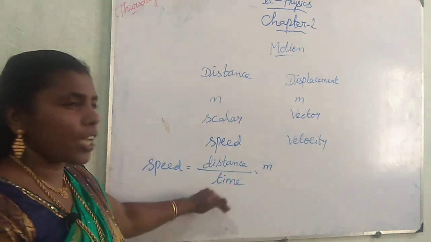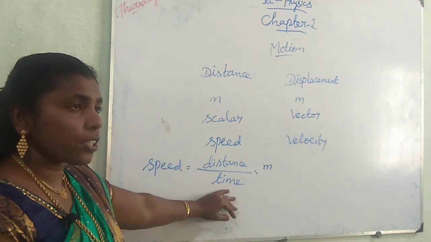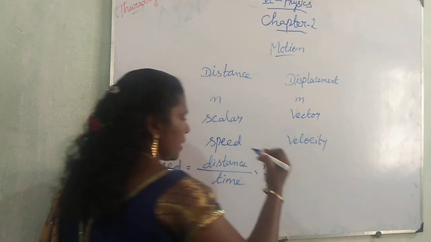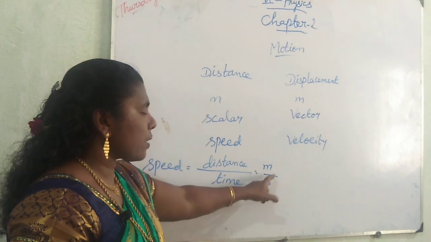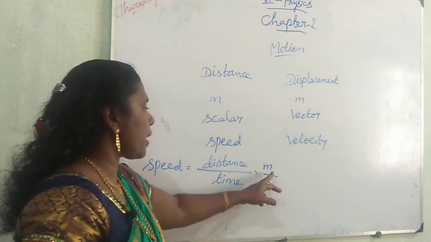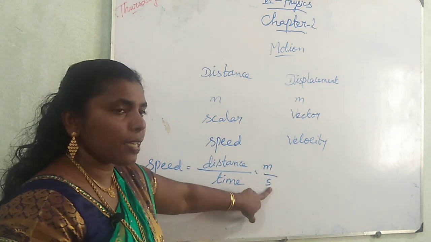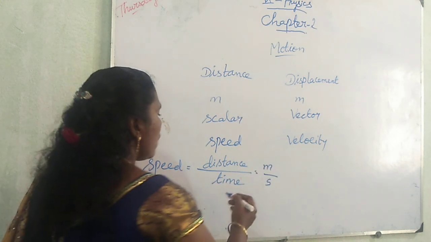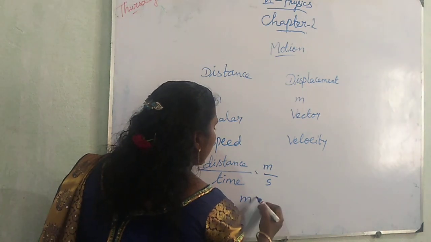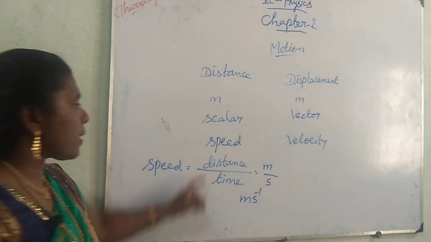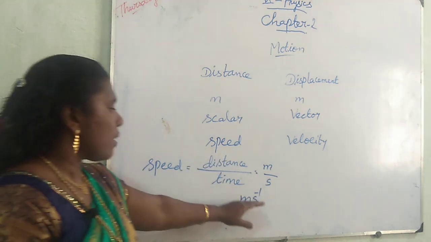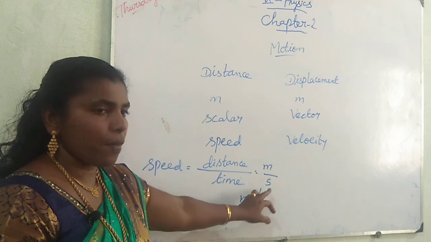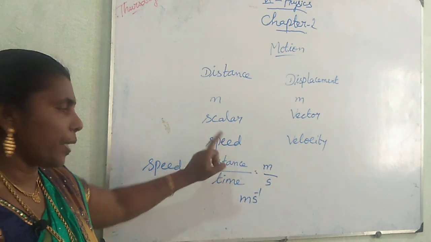Then what is the unit of time? First lesson we have learned. What is the unit of time? Second. So here it is divided by second. The divide symbol, that is per, so we say meter per second. The second is in the denominator; if we take it to the numerator, we get the unit meter second power minus 1. So what is the unit of speed? Meter second power minus 1, or m s power minus 1, is the unit of speed.